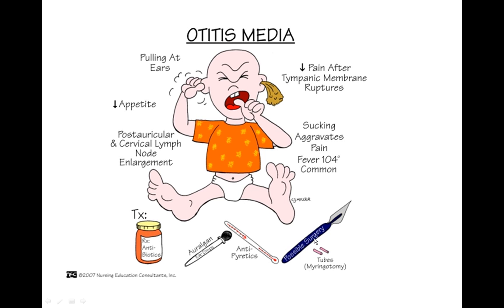Myringotomy tubes, we talked about tubes for this. They're placed through the eardrum, and it doesn't mean that you can't get an infection after that. It's just that you're going to know it quicker because all that infected fluid's going to start to pour out those tubes, and you're going to see it. We talked about Auralgan drops. Those are just going to numb the pain. It's not going to cure the infection. This person needs antibiotics.